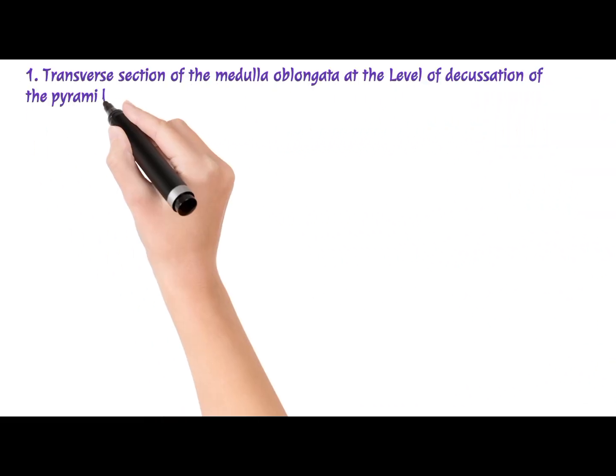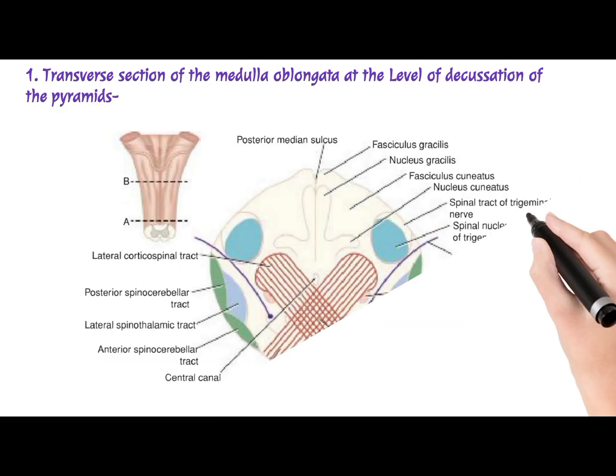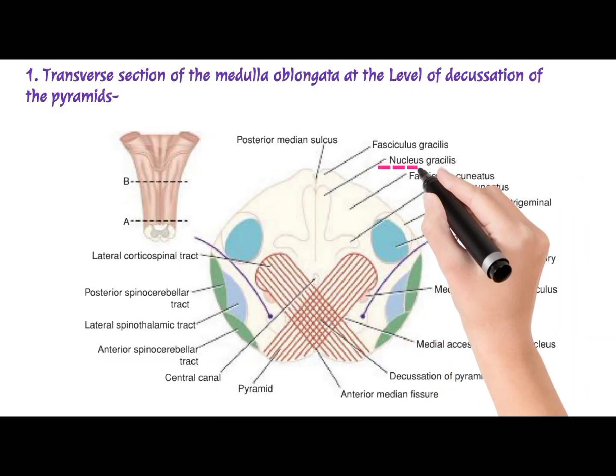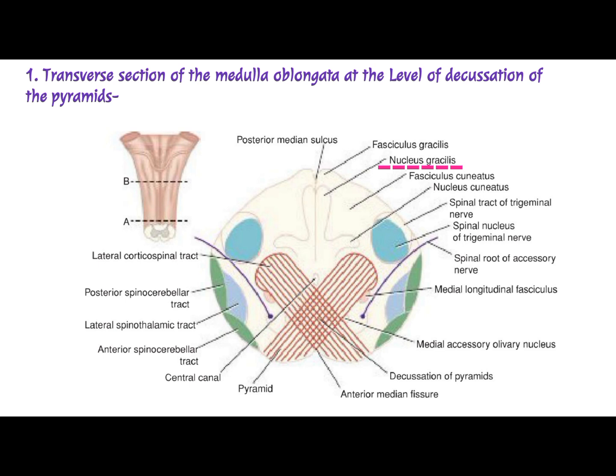Transverse section of the medulla oblongata at the level of decussation of the pyramids. The gray matter at this level consists of nucleus gracilis. This is nucleus cuneatus. This is spinal nucleus of trigeminal nerve. This is medial accessory olivary nucleus. And the white matter at this level is composed of motor and sensory tracts.